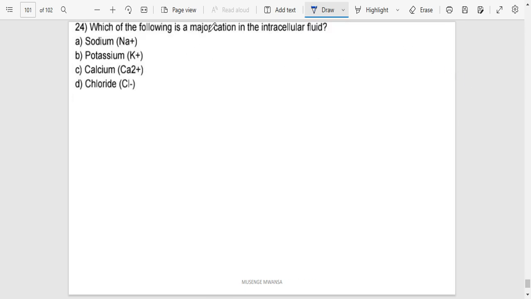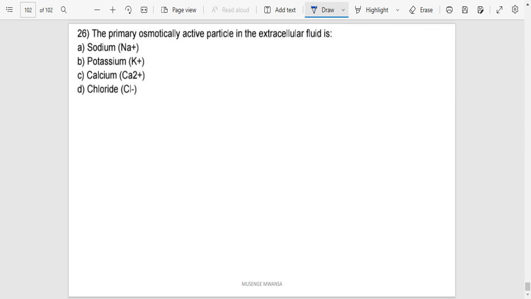Which of the following is a major cation in the intracellular fluid? Now we know that in ICF we should talk about what has got AP: proteins, phosphates, potassium. So potassium is a major cation. It's positively charged.